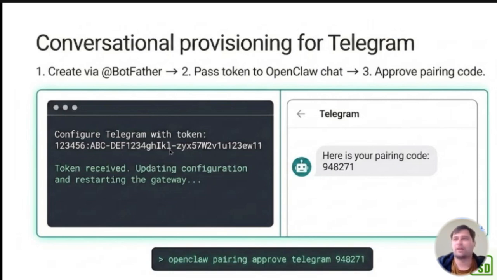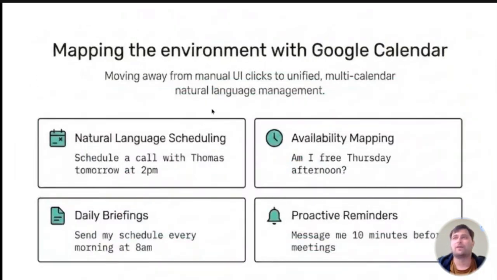After that, we can start adding some tools. In my case, I integrated Google Calendar. For that there is a skill in OpenClaw that you just enable. Then it looks like this: you can say, schedule a call with Thomas tomorrow at 2 p.m., and it will automatically create an event and send Thomas an invite. You can also ask if you are free on Thursday afternoon, and it will check the calendar and give you an answer.